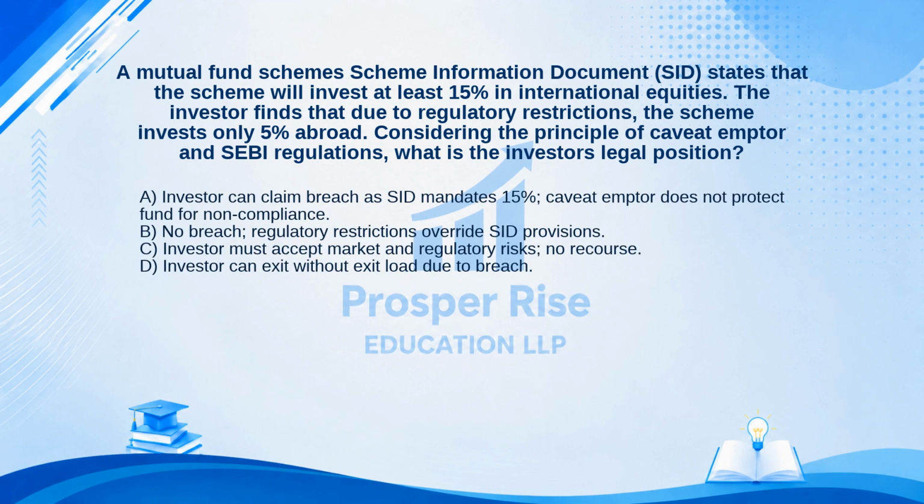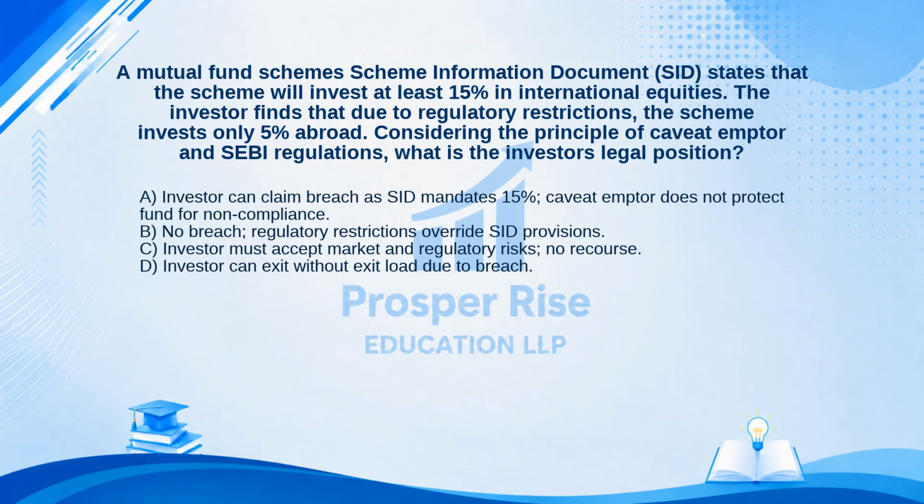Here are your options. A. Investor can claim breach as SID mandates 15%. Caveat emptor does not protect fund for non-compliance. B. No breach. Regulatory restrictions override SID provisions. C. Investor must accept market and regulatory risks, no recourse. Or D. Investor can exit without exit load due to breach. Take a moment to pause the video and decide.